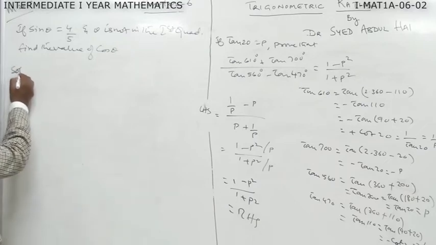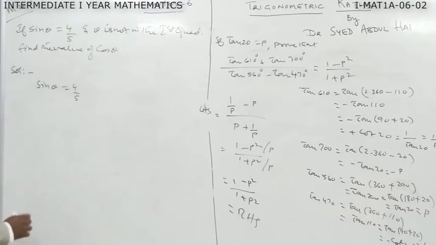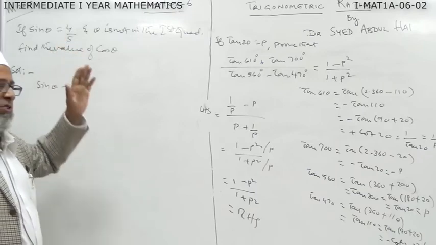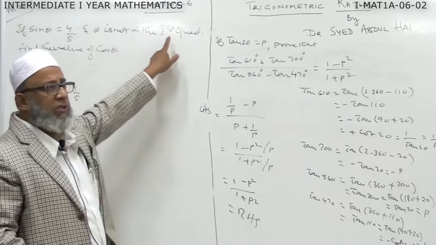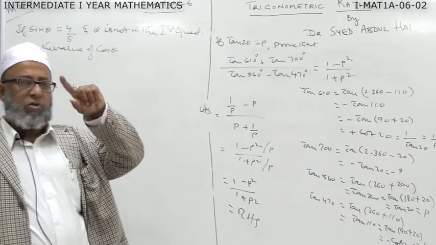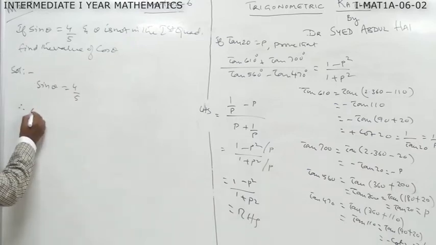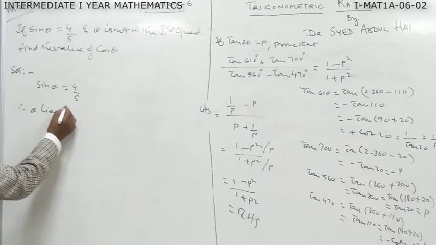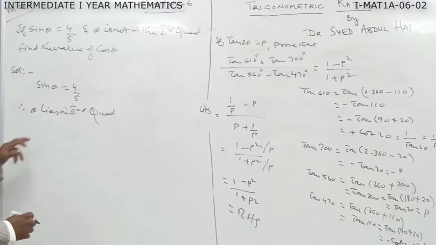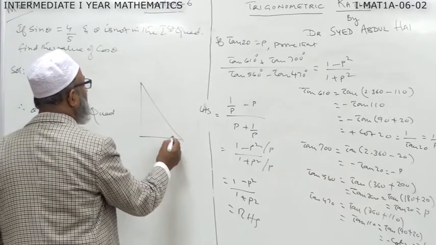Solution. Sin theta is equal to 4 by 5. It is positive. Positive is in the first quadrant, where all are positive. He says it is not in the first quadrant. Then in which quadrant does it lie? It lies in the second quadrant, because in the second quadrant sin is positive. Therefore, theta lies in the second quadrant. Now, I have to find the value of cos theta. I only have to use the Pythagoras theorem, isn't it?